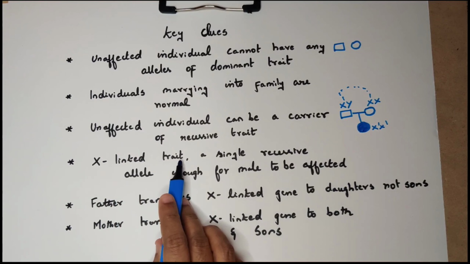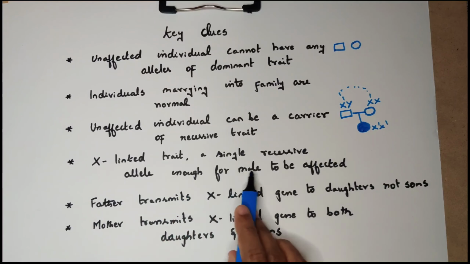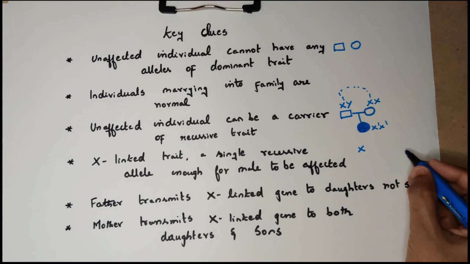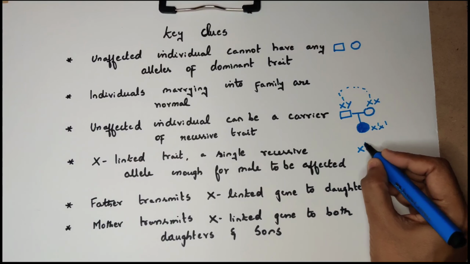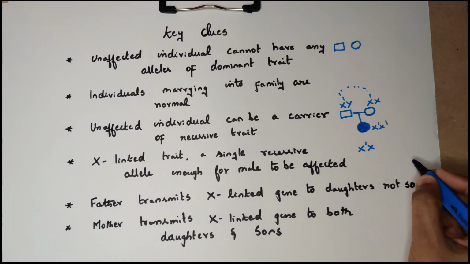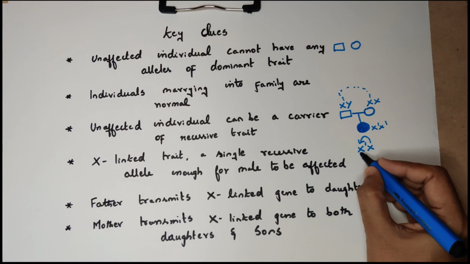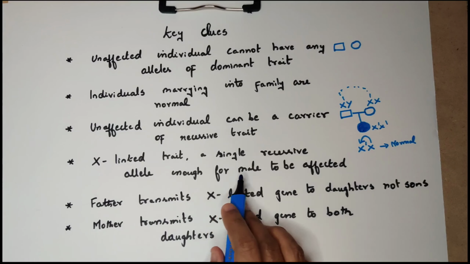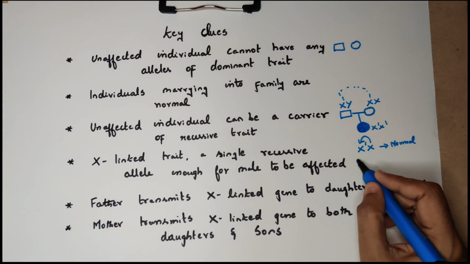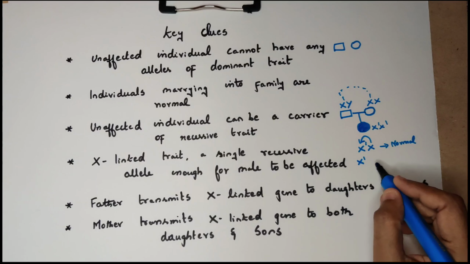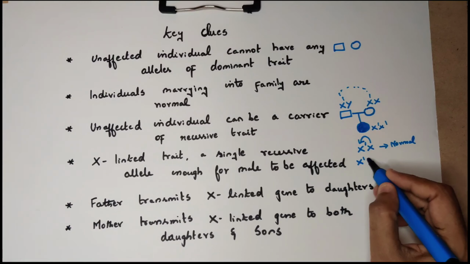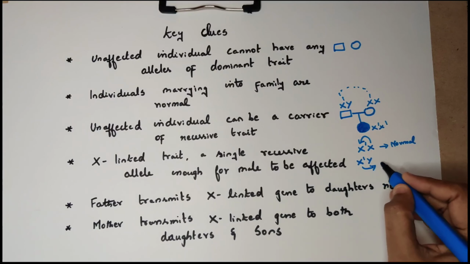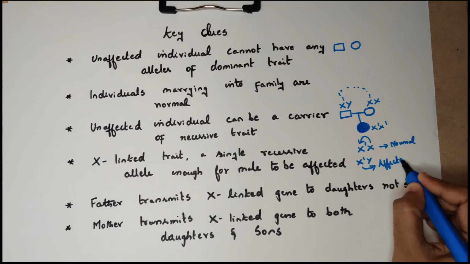Next one, X-linked trait. A single recessive allele is enough for male to be affected. For example, if your affected gene is present in the X chromosome. So what will happen here? The X chromosome is affected and the female is having a normal X. So this will suppress the expression of this. So the female is said to be normal. She is not affected. At the same time, if you have a male, that becomes a problem because there is only one X gene. There is no one to protect this X gene. Why? Because there is only one Y gene over here. So there is no one to suppress this gene. So this gets affected. So the male is affected.